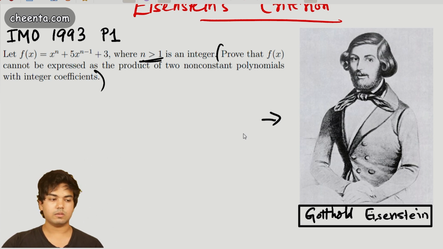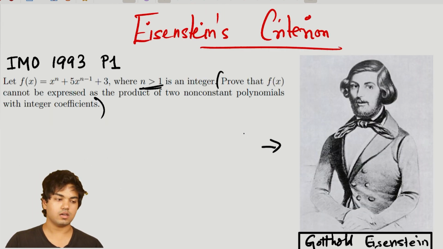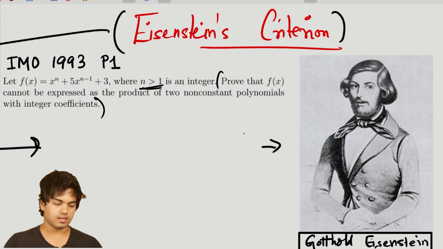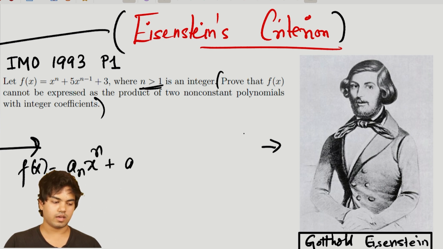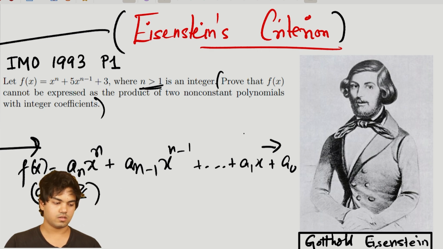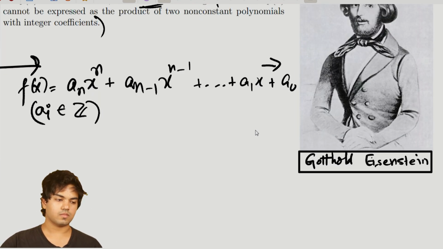Before we get into this, I will talk about the main result of today's class, which is Eisenstein's criterion. Let's see what it says. It says that given an integer polynomial, f of x is equal to an x to the power n, plus an minus 1 x to the power n minus 1, all the way up to a1x plus a0. Integer polynomial, which means all the ai are integers. Start with the polynomial like this.